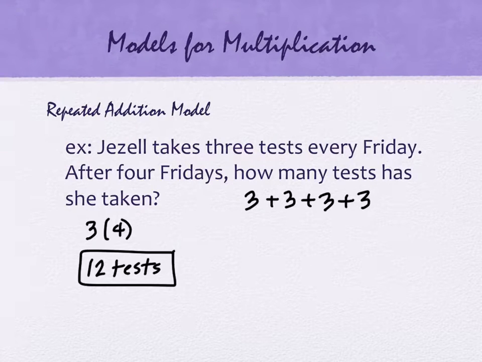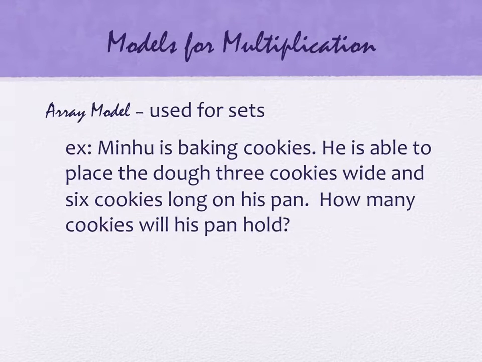Now, array model, and this is used specifically for sets, and it is important here, so underline that if you need to. It's used for sets. Minyu is baking cookies. He's able to place the dough 3 cookies wide and 6 cookies long in his pan. How many cookies will his pan hold?